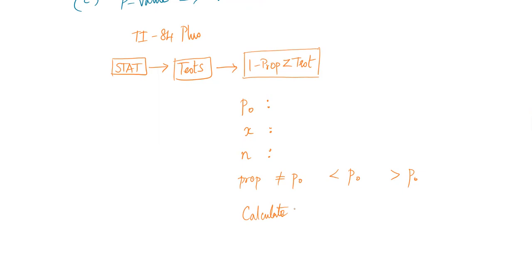Now p naught, as you can see here, in this setup with not equal to p naught, less than p naught, greater than p naught, p naught is the notation that the calculator uses for population proportion, okay? So this comes from the claim. Your claim is 0.65, so you want to enter that as 0.65. Then it asks for x and n. N we know, let's come to x shortly. We know n is 90 because that's your sample size.